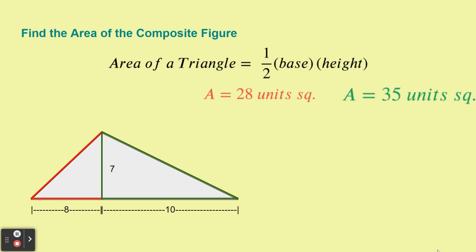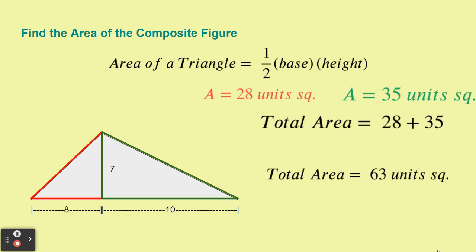Now that we have both triangles separated, now because it's a composite figure, we are going to go ahead and add those numbers together. So 28 plus 35 means the total area of that composite figure is equal to 63 units squared.